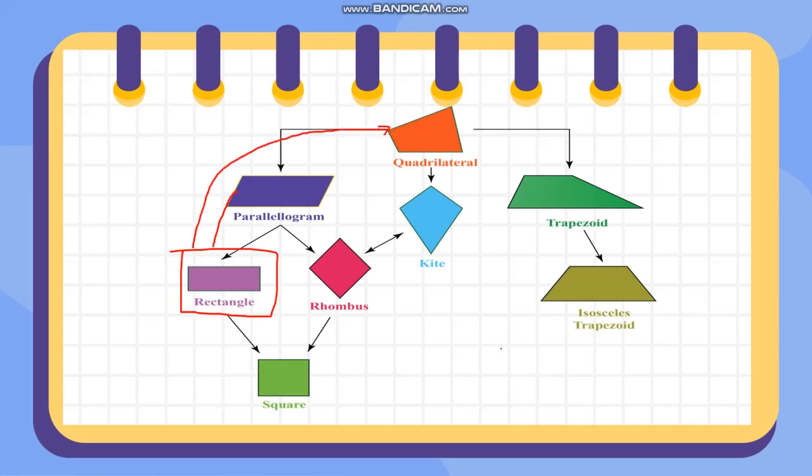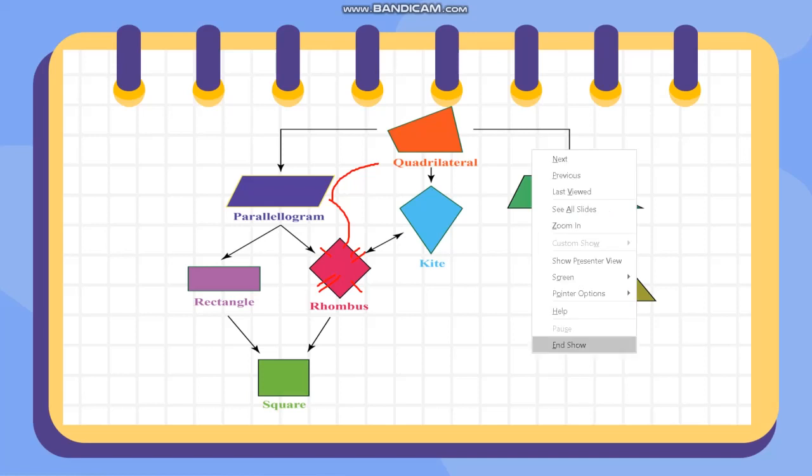Why is a rectangle a parallelogram? Because when we say parallelogram, it means two pairs of parallel sides. And why is a rectangle a quadrilateral? Because it has four sides regardless of its measurement and four angles. Okay? Now, let's proceed to rhombus. Rhombus is a parallelogram and rhombus is also a quadrilateral. Why? Because rhombus has two pairs of parallel sides. That is the first one and that is the second one. That's why rhombus is a parallelogram. Now, rhombus is a quadrilateral because there are four sides and four angles.